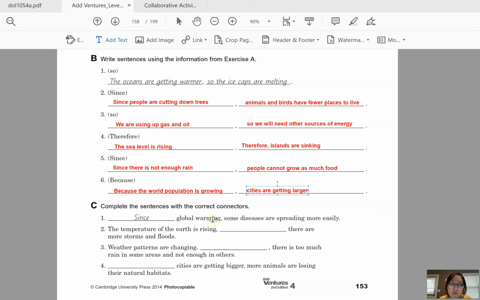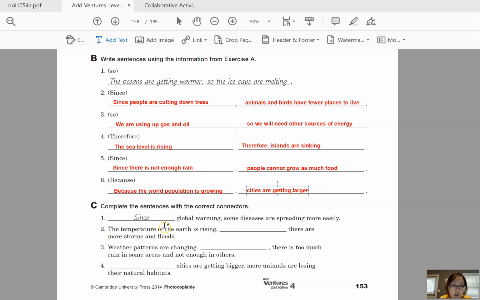Since global warming, some diseases are spreading more easily. So it sounds like it could be a passage of time, like since the start of global warming, or since global warming, meaning from the beginning of global warming, some diseases are spreading more easily. It looks like that, but then if you look at the effect, it says some diseases are spreading more easily. So because of this effect, we can see that this is supposed to be used as a cause clause. But just letting you know that it just sounds confusing because of the noun phrase here.